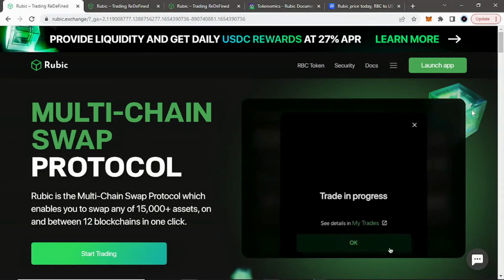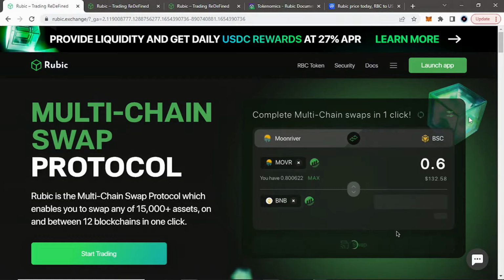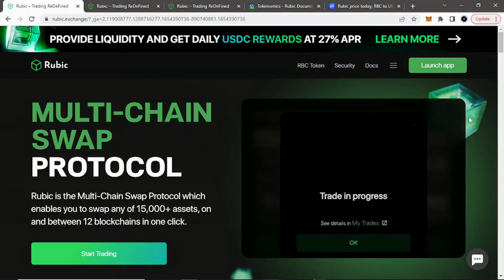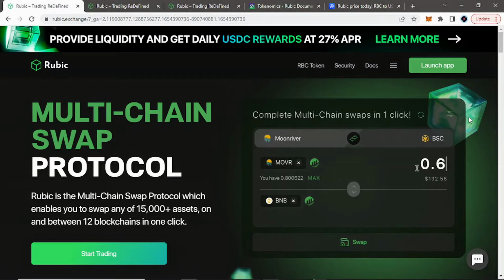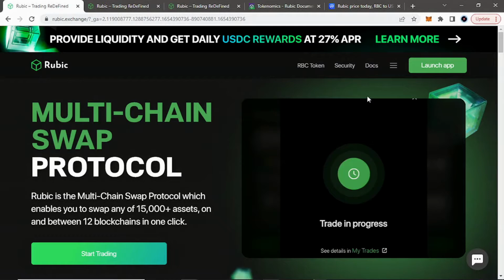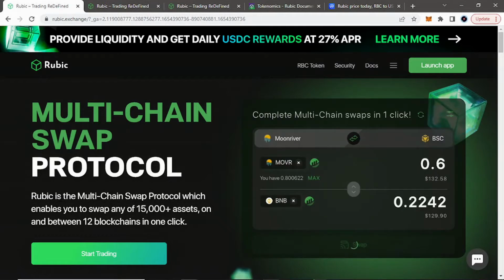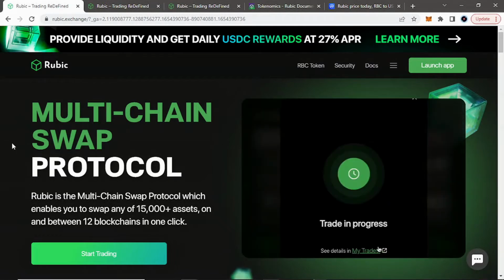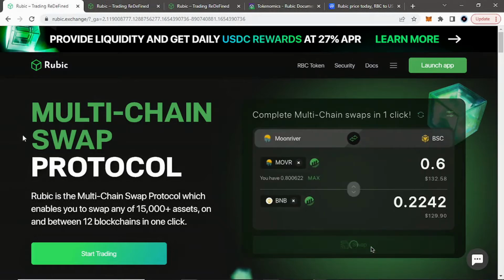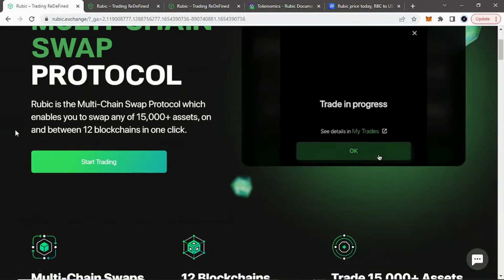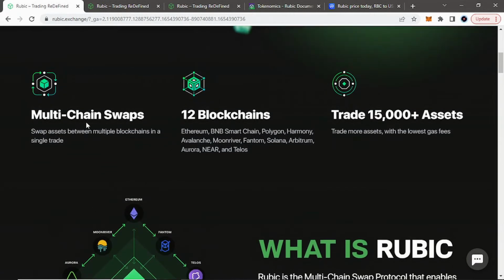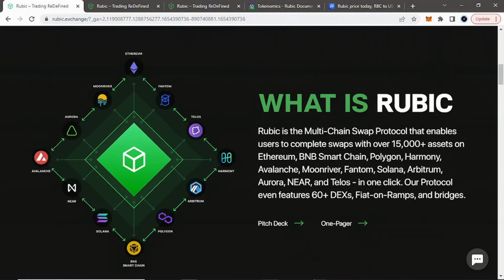Today we're going to be taking a look at the Rubic Exchange, which is a multi-chain swap protocol. The biggest and most useful thing about Rubic Exchange is that it allows you to bridge between multiple chains really easily. So we'll take a look here, and you can see Rubic is a multi-chain swap protocol, which enables you to swap any of 15,000 plus assets between 12 different blockchains in one click. And you see multi-chain swaps, 12 blockchains. It is a lot. What is Rubic?